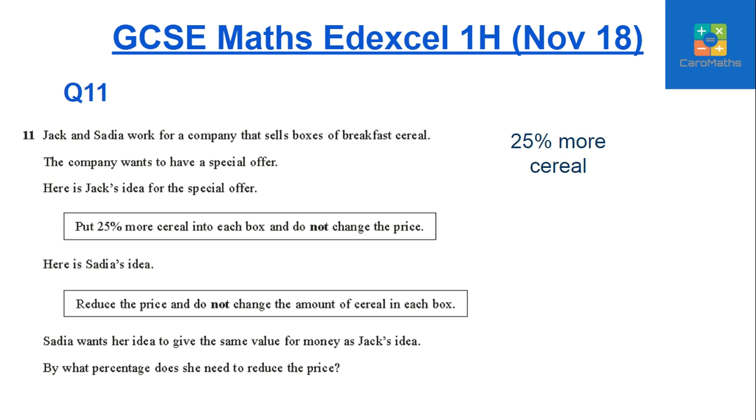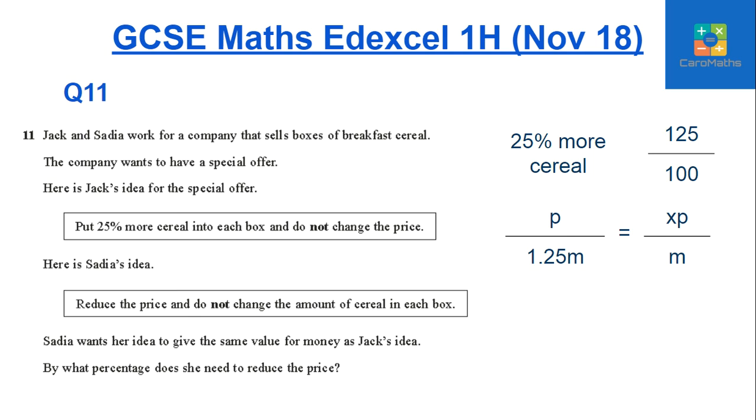Well, firstly, we need to understand that 25% more cereal is 125 over 100, so 1.25. Then we can set up an equation of P over 1.25m equals xP over m. On the left, you've got the price, and in the denominator, you've got 25% more cereal, so m is for the mass of the cereal. And on the right, you've got xP over m, so m is the same, not changing what's in the box already, but x, we need to do something with the price.